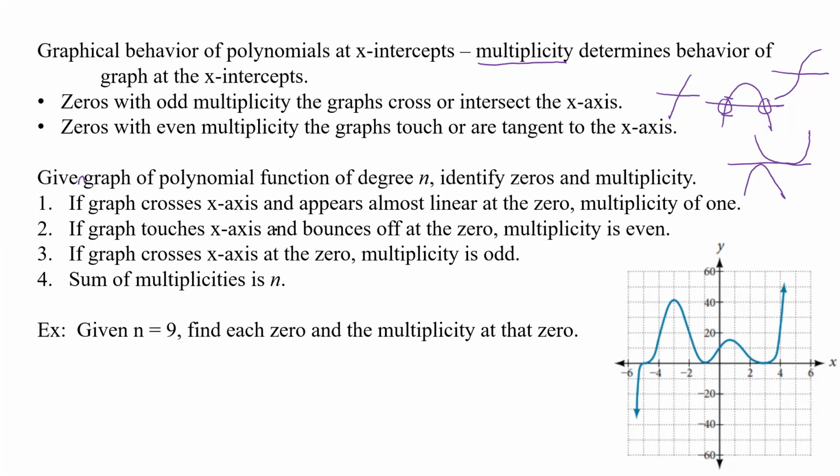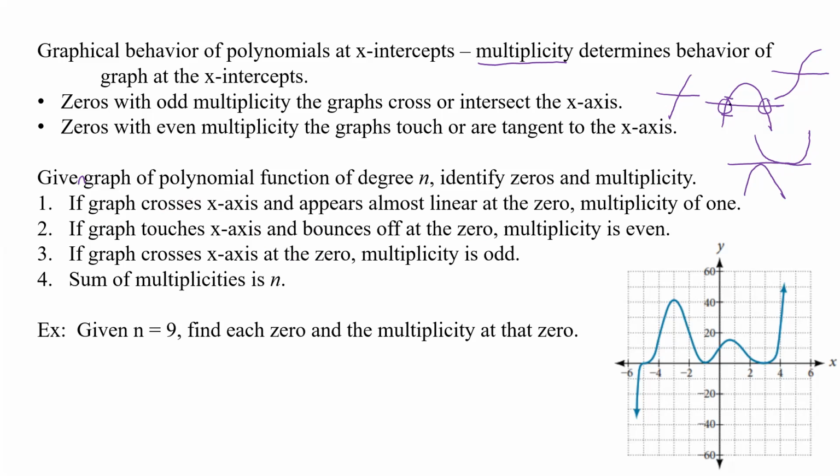Now, if the graph touches the x-axis and bounces off at the zero, the multiplicity is even, kind of like we talked about here. Depending on what the even number is, it's going to be more narrow or more wide. So the wider they are, the higher the multiplicity. And if the graph crosses the x-axis at the zero, the multiplicity is odd. So again, if it crosses, it's odd.